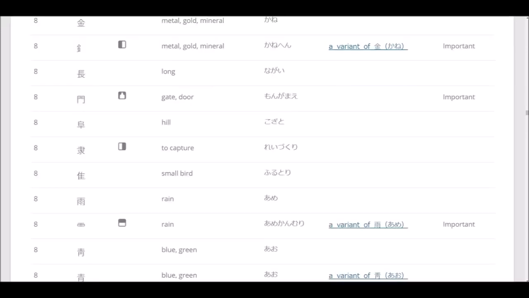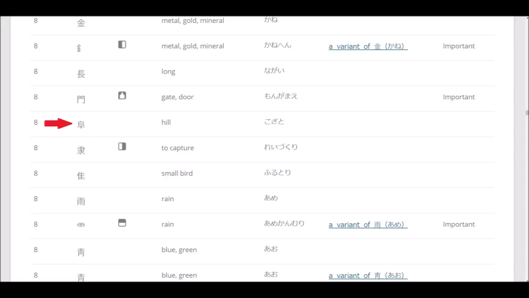Now onto 8 brushstrokes. Kane, metal, gold, mineral. This is a very important kanji, and you probably learned it your first year of Japanese, because it's also the character used in Friday. Kane hen, metal, gold, mineral, to the left of the kanji. Nagai, long, just like this video.